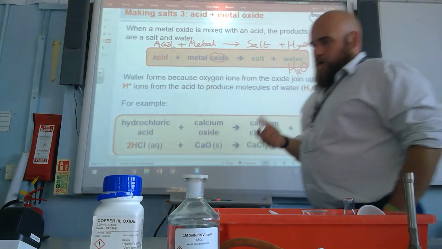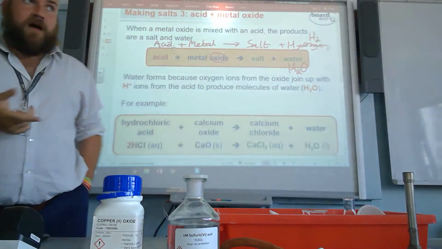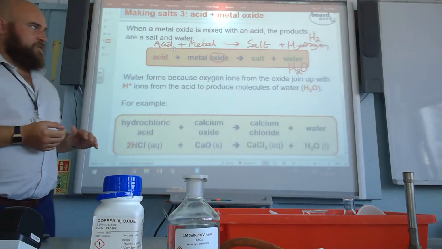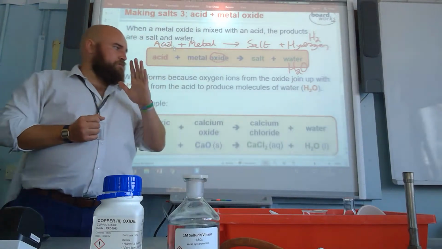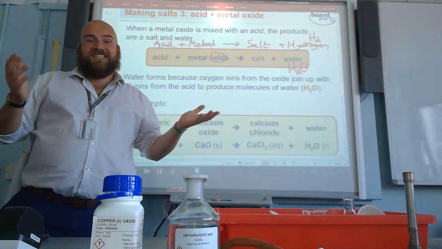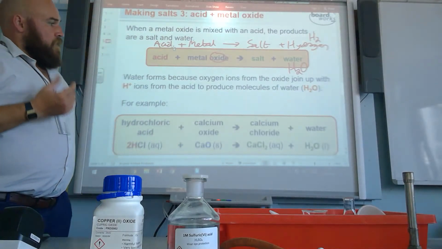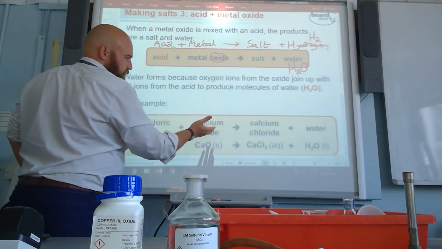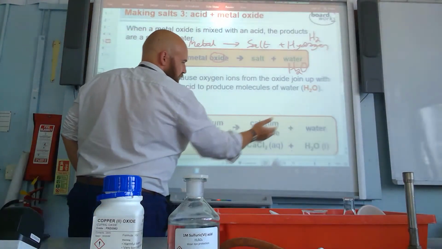So again, most of the bases, in fact, all the bases bar metals that we come across form water as the byproduct. So acid plus metal oxide makes a salt plus water. Acid plus metal makes a salt plus hydrogen. That is the key difference. So when you do that, there's an example of one here. So I've got hydrochloric acid plus calcium oxide makes calcium chloride and water.